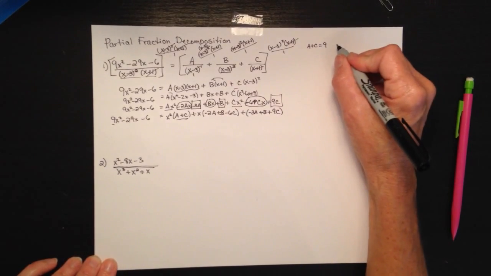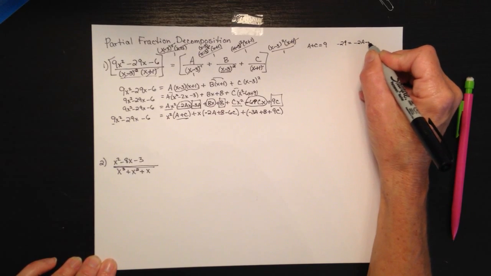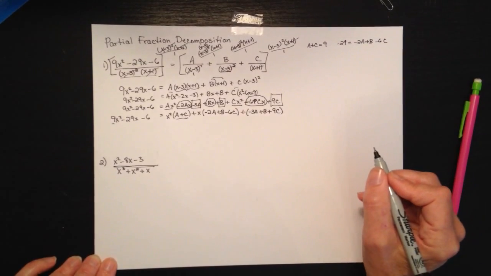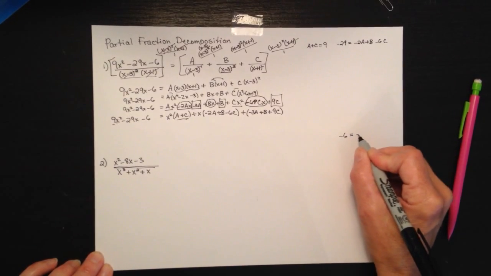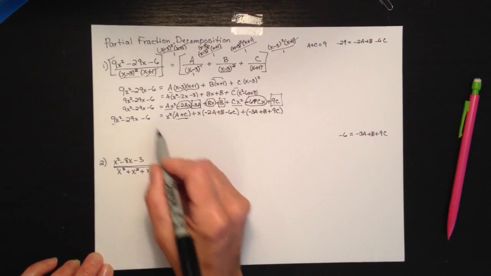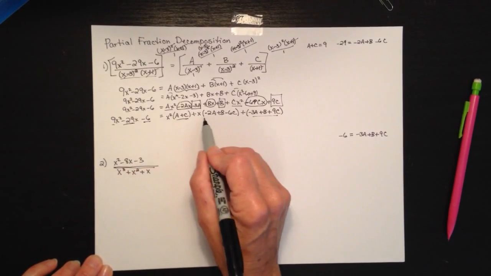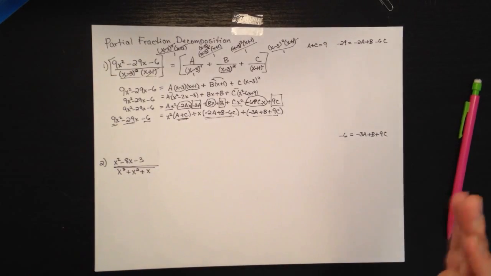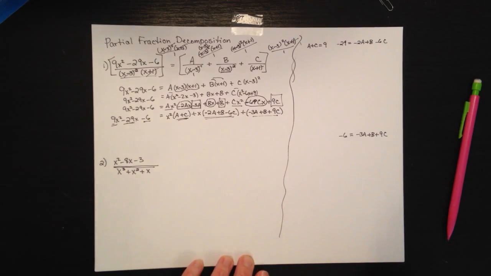The next one is negative 29 is equal to negative 2a plus b minus 6c. And then the third equation I can set up is this: negative 6 is equal to negative 3a plus b plus 9c. All right, so I set up the constant equal to the constant, the x term, negative 29, equal to the x term, and the x squared term equal to the x squared term. So I have these 3 equations to solve. So over here, I'm going to be working on solving these 3 equations.